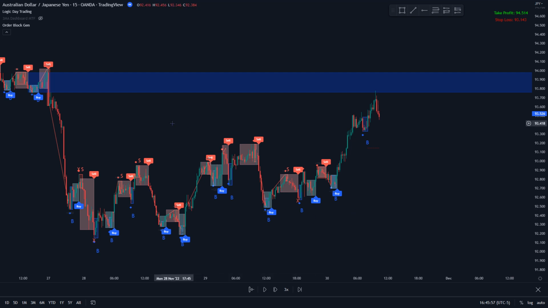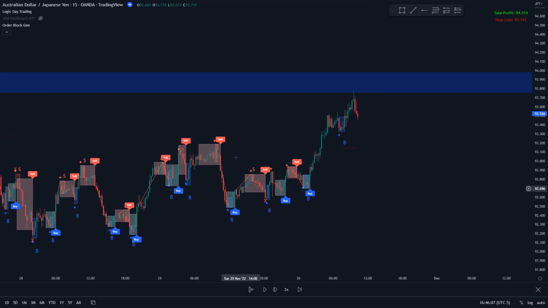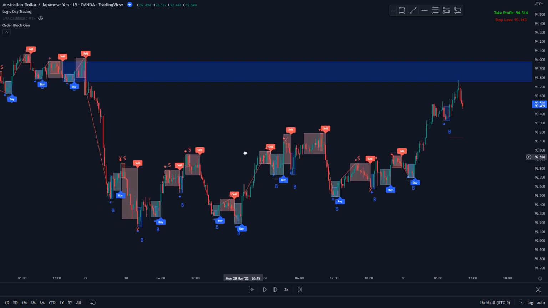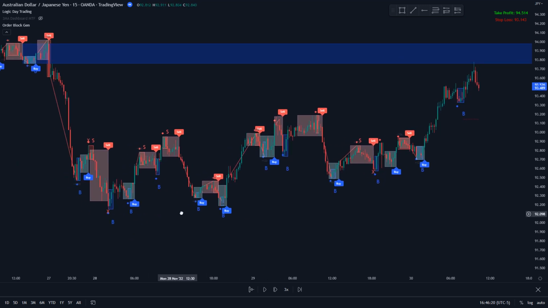Now here we are on the 15-minute time frame, and I've just got the logic day trade and the order block gen indicators pulled up. Now, one way to kind of use these together is to find the highest probability zones or order blocks to trade from. For instance, let's just show some examples.